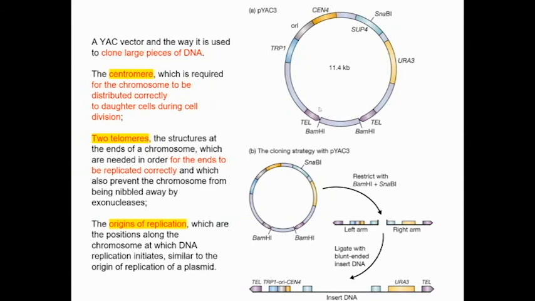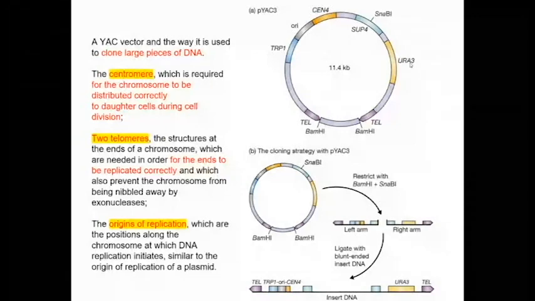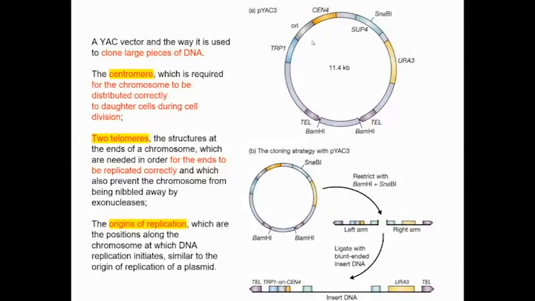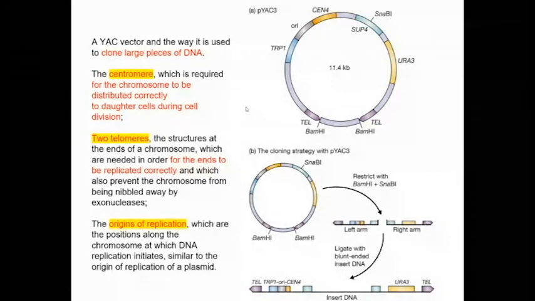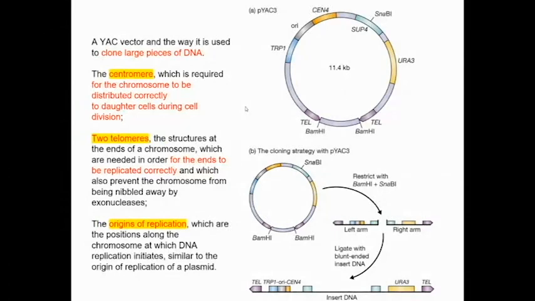And they have the telomere, right? Telomere, that's where the replication stops, right? They have telomere here. And then they have, of course, URA3, the selective marker, and then they have the origin of replication. So that's a YAC, the yeast artificial chromosome.